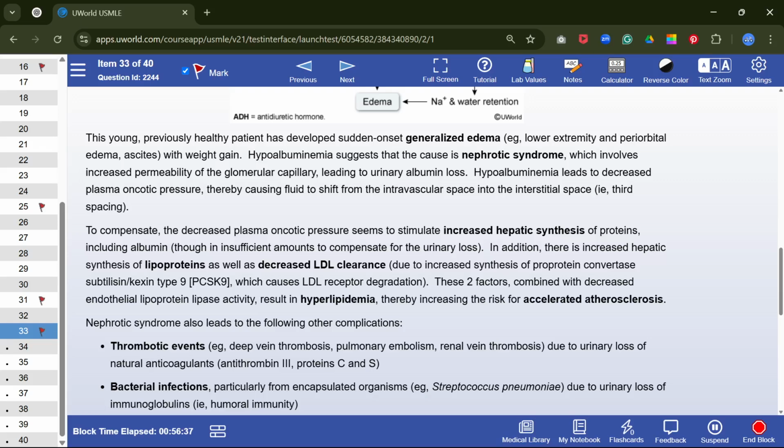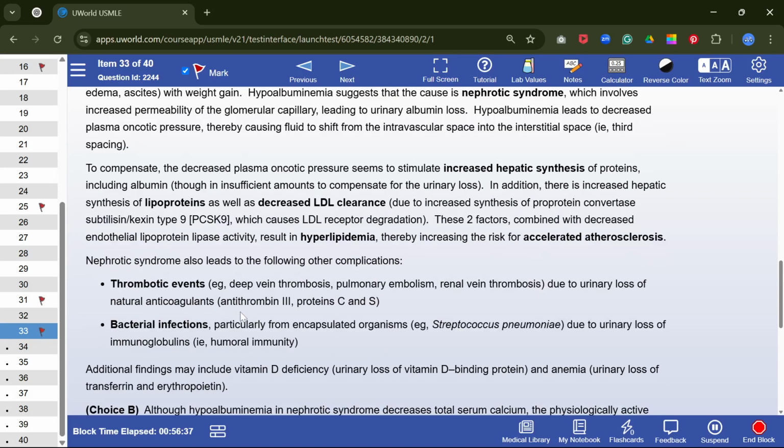Decreased LDL clearance is caused by increased synthesis of proprotein convertase subtilisin/kexin type 9, which causes LDL receptor degradation. These two factors combined with decreased endothelial lipoprotein lipase activity result in hyperlipidemia, thereby increasing the risk for accelerated atherosclerosis.